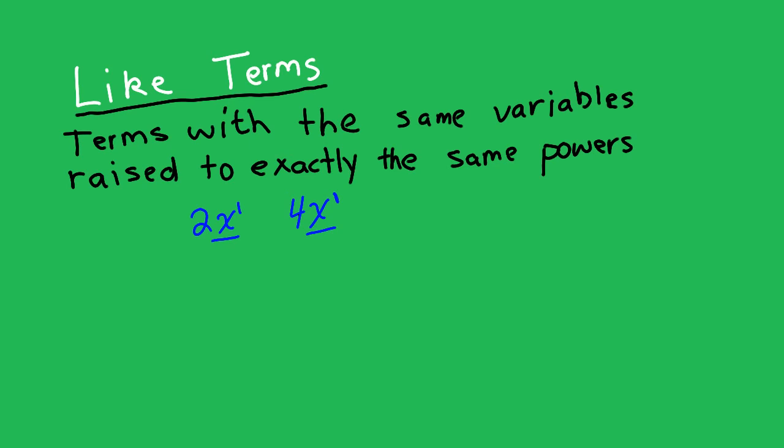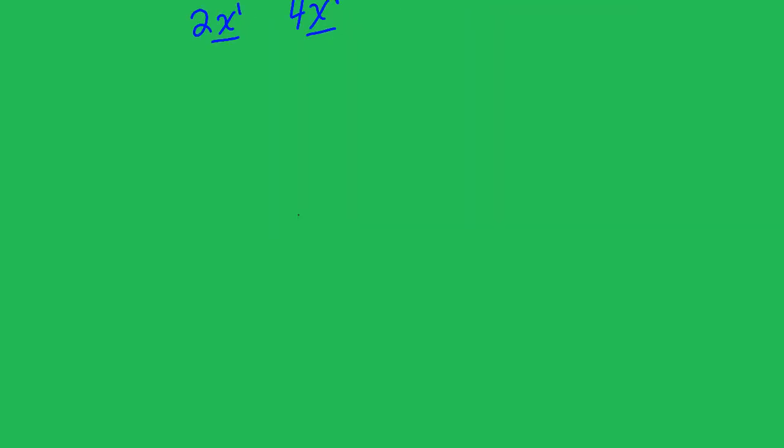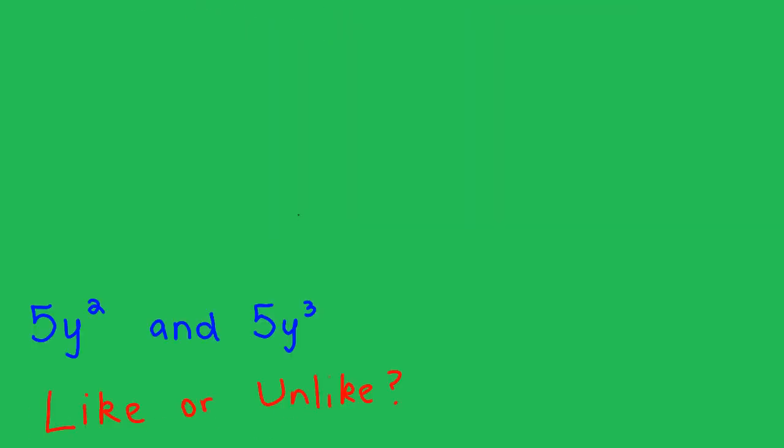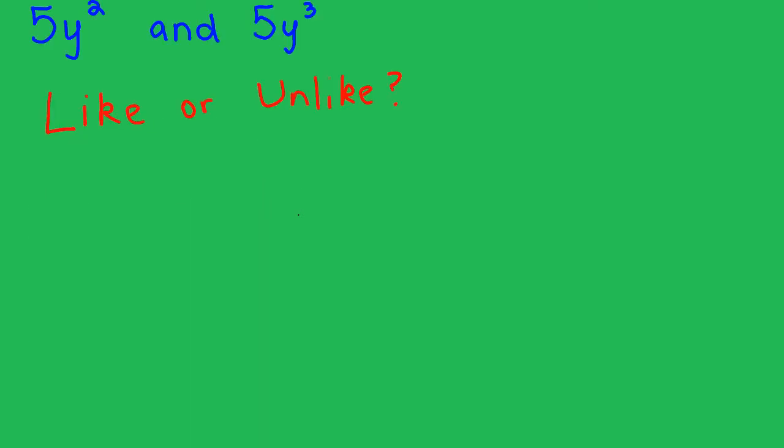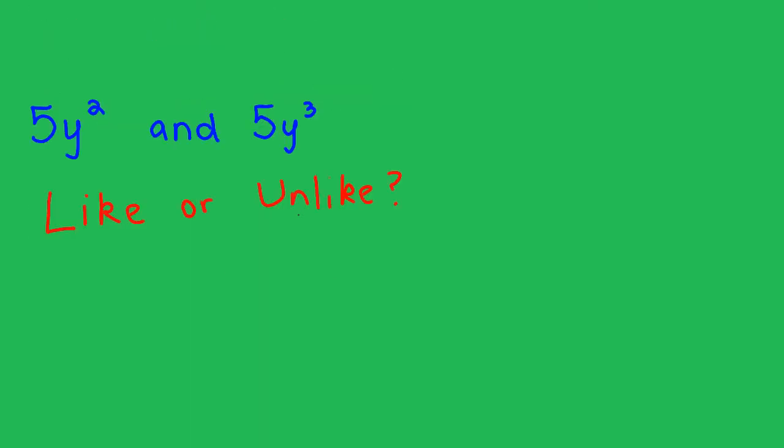Now let's do a few examples to see if we can tell the difference between like and unlike terms. Here's the first one: 5y squared and 5y cubed. Are these like or unlike terms? First we look at the variables and see that they are both y, so that checks out. But if we look at the powers, this one is squared and this one is cubed. So they're raised to different powers, so these are unlike terms.